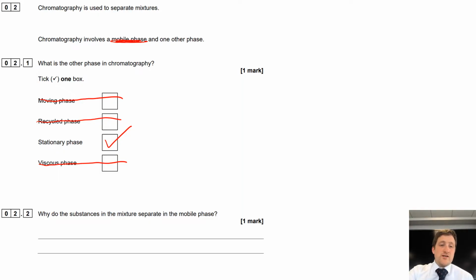Okay. Now, why do substances in the mixture separate in the mobile phase? So if you think back to our chromatography, why do these substances separate and create all these different dots if it's a mixture? Well, that's because they have different solubilities. And solubilities, again, is how easily they dissolve in the solvent. So they have different solubilities.